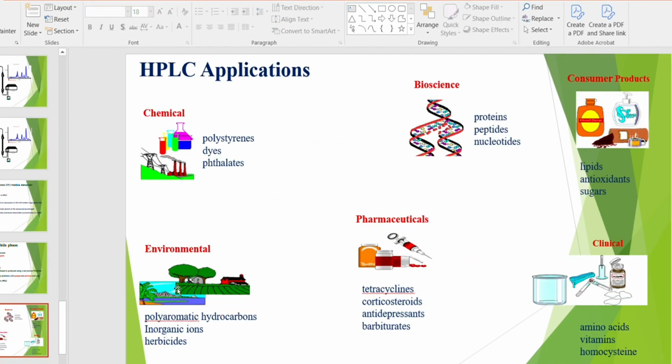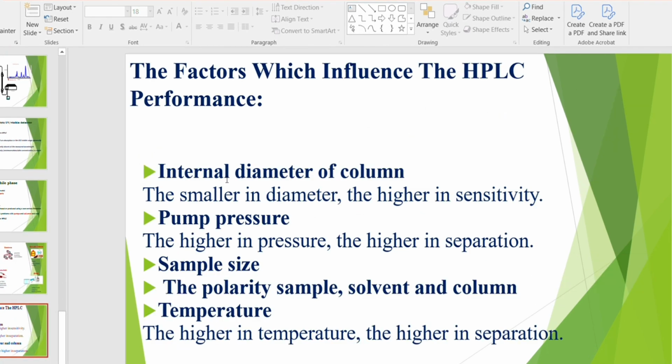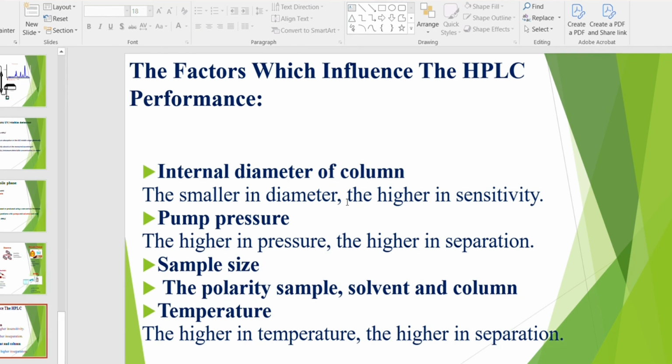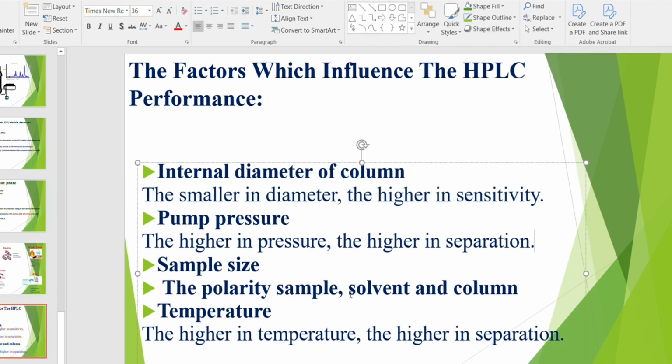Now these are the applications: bioscience, pharmaceuticals, environmental, clinical. The factors which influence the HPLC: the internal diameter of the column, usually it is 4.5 millimeters. The smaller the diameter, the higher the sensitivity. The pump pressure: the higher the pressure, the higher the separation. The polarity of solvent and column. Temperature: the higher the temperature. Usually you have to set the temperature of the oven also.